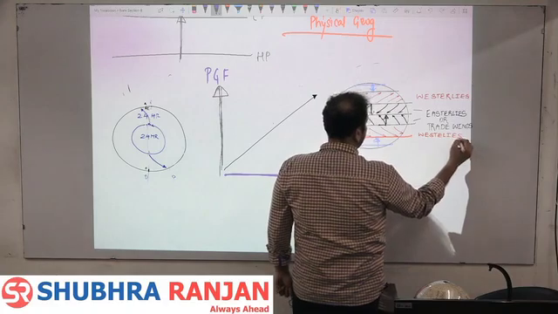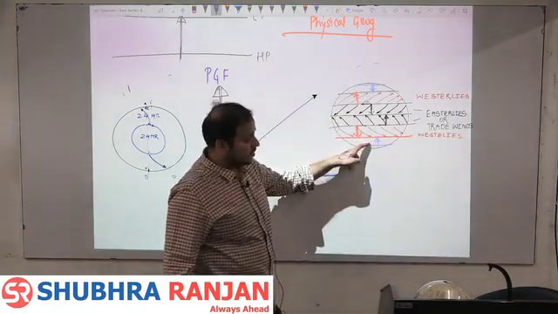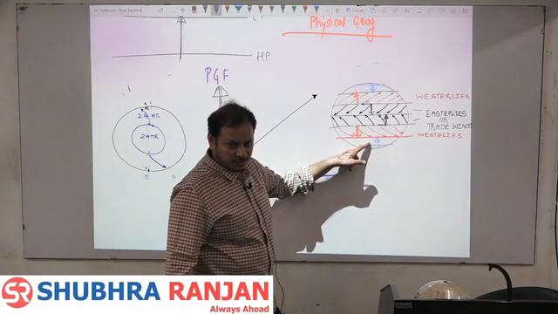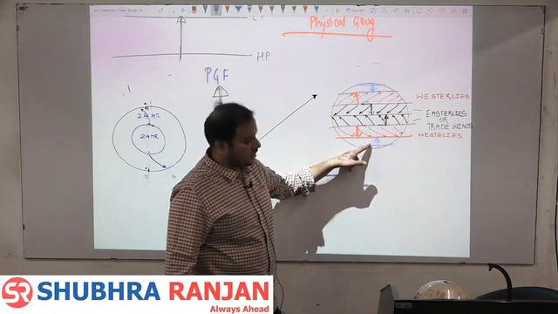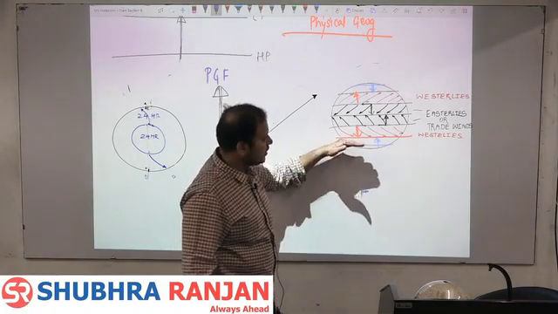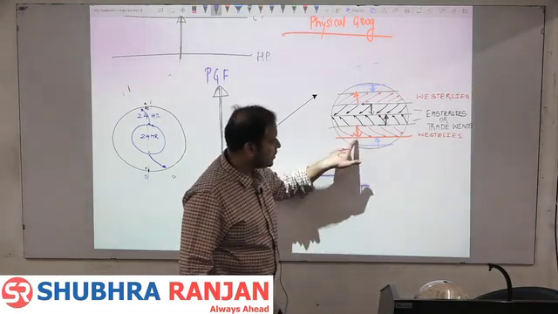Coming to oceanography, as the westerlies go to the southern hemisphere, their speed increases. They are known as roaring 40s, furious 50s, streaking 60s. As their speed increases, deflection increases. And they become geostrophic winds. I'll come to that. In oceanography, we saw the west wind drift.